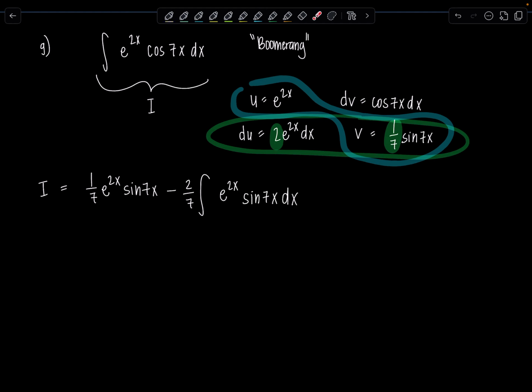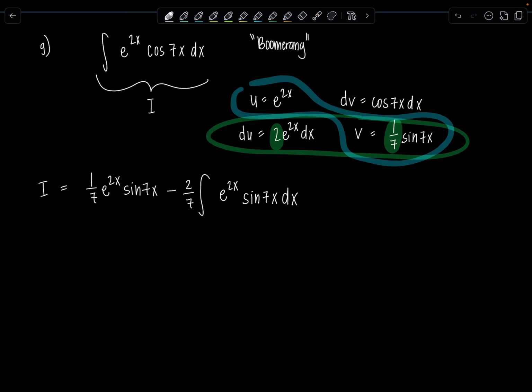Now, is this integral any simpler to evaluate than the original? No. It switched from cosine to sine, but that didn't help. But it did. We're going to do one more round, and then you're going to see our integral is going to come back to us. Our little boomerang will return. That's why I'm calling it I, because watch for it. It's going to come back. So we're going to do integration by parts one more time with this integral here.